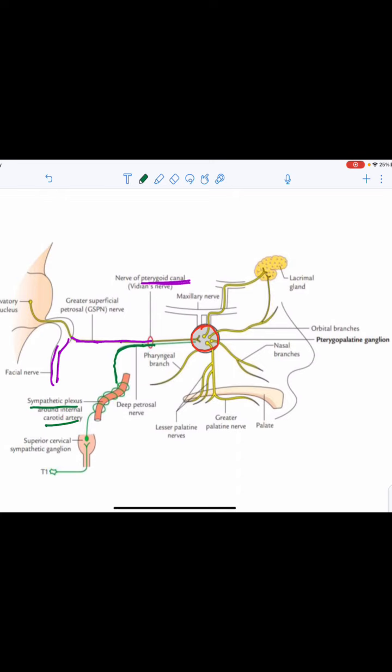So the greater petrosal nerve and the deep petrosal nerve join together to form one nerve. This is the nerve that is formed by the union of the greater petrosal nerve and the deep petrosal nerve within the pterygoid canal, and that nerve is known as the nerve of pterygoid canal or the Vidian's nerve. That is going to pass along the pterygoid canal into the pterygopalatine fossa to relay in the pterygopalatine ganglion.